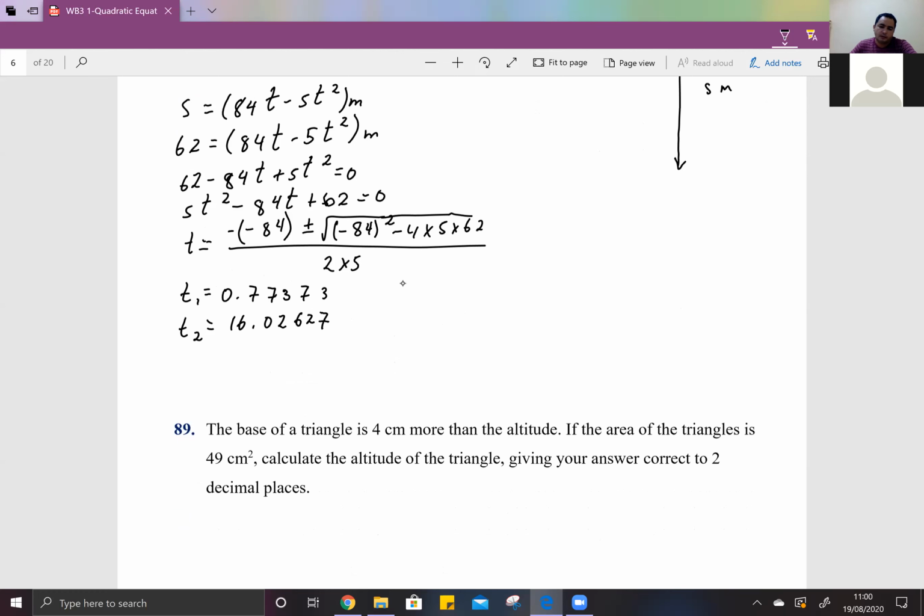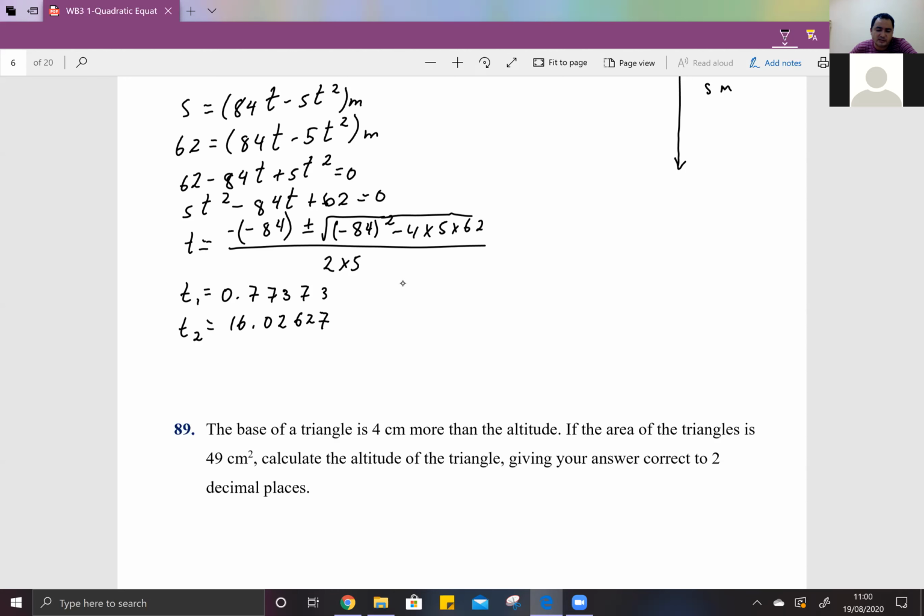Okay. Here we have two answers because the question is about throwing a stone into the air, right? So it just moves up. After a certain time, it stops and it comes back, right? So actually, it passes through the height of 62 at two different times. Number one is when it is moving up. Second one is when it is coming back down to the ground. And that's why we have two answers.